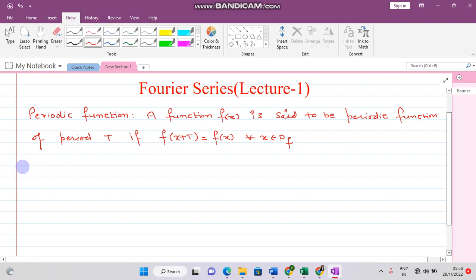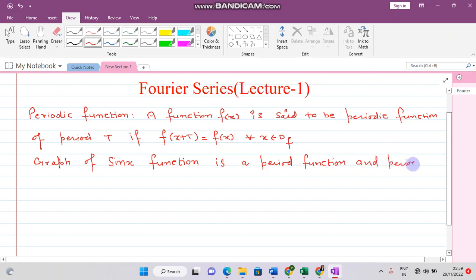Okay, for example, the graph of the sin x function is a periodic function and its period is 2 pi. You see the graph of the sin x function.